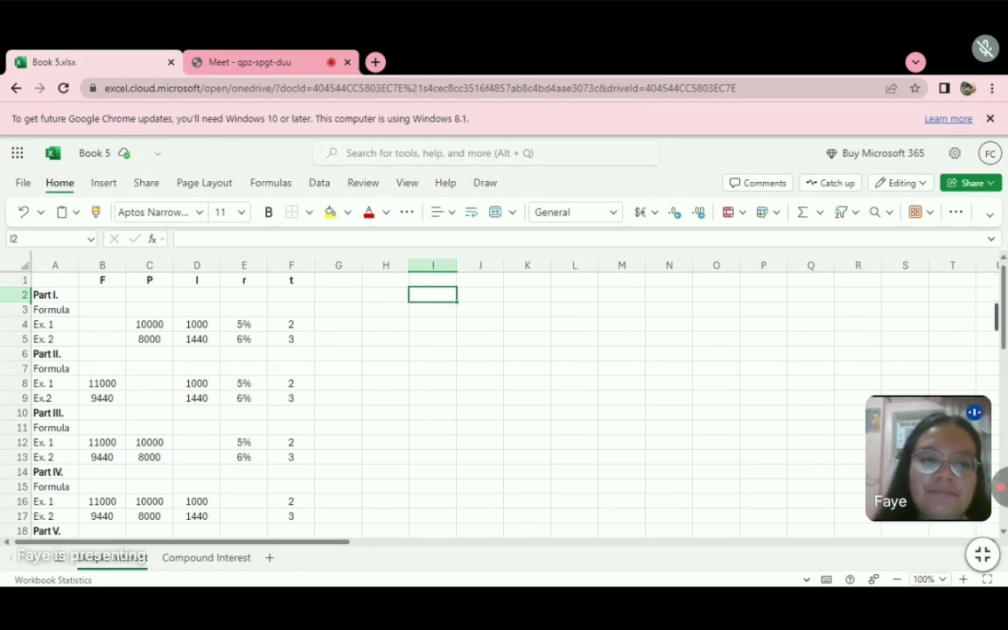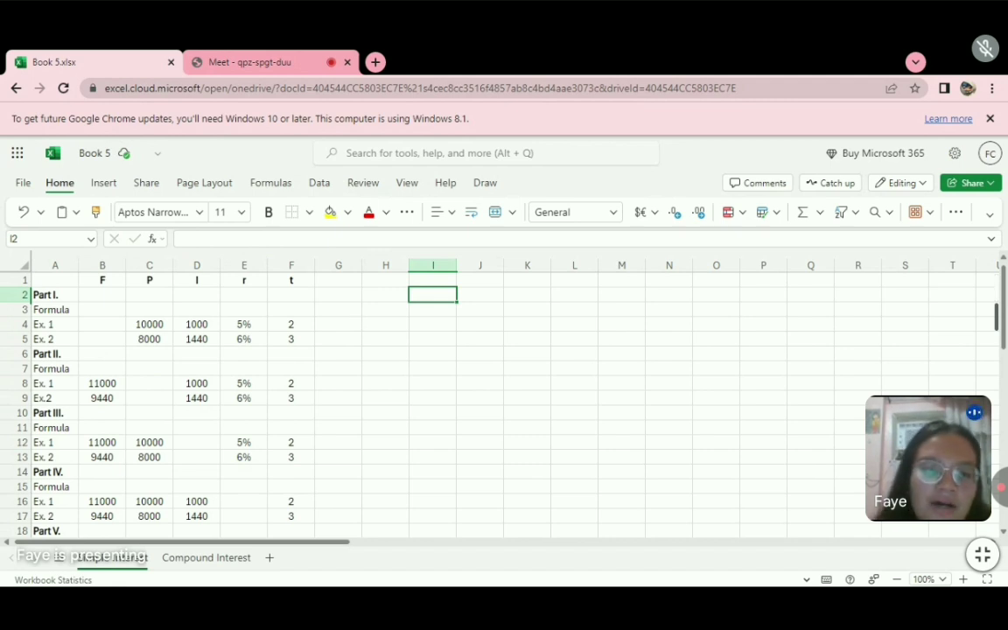My sheet is already filled with the needed things, which are the formulas and the examples. Only the missing ones are to be solved. So I'll explain briefly what simple interest is. Simple interest is calculated only on the original principal. The amount stays constant over time. So in short, simple interest is called a steady growth. Let's move on to the following variables.